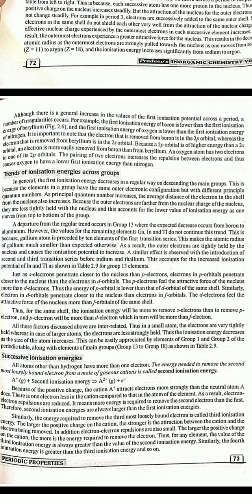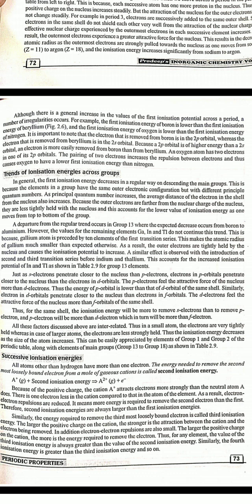Successive ionization energy. All atoms other than hydrogen have more than one electron. The energy needed to remove the second most loosely bound electron from 1 mole of gaseous cations is known as the second ionization energy. A plus, plus second ionization energy, is equal to A2 plus, plus an electron. Because of the positive charge, the cation A plus attracts electrons more strongly than the neutral atom A does. There is one electron less in the cation compared to the atom of the element.